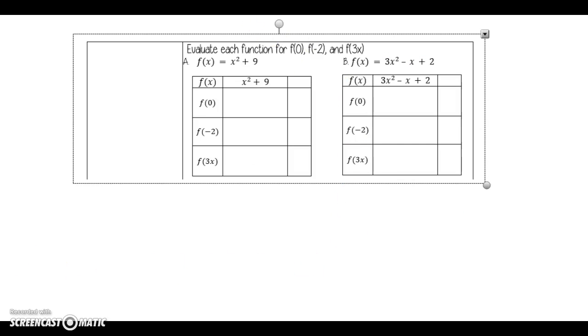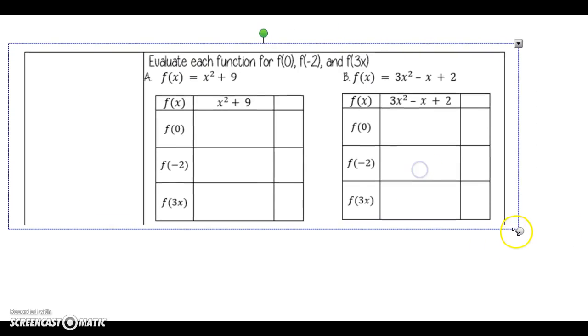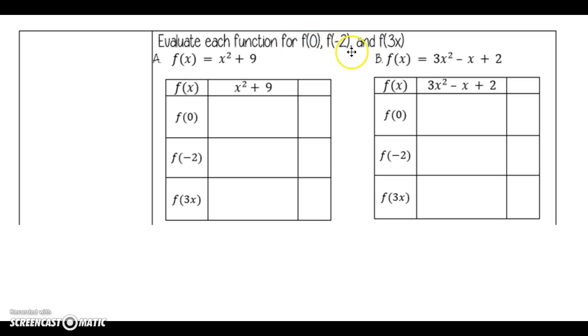All right, so in this next section, it's the same thing that we did before, only we have it more in a table format. So let's go ahead and make this a little bit bigger here. It may say evaluate the function for f of 0, f of -2, f of 3x. So we're just plugging these numbers in for the variable and simplifying. Let's take a look at a couple of these.